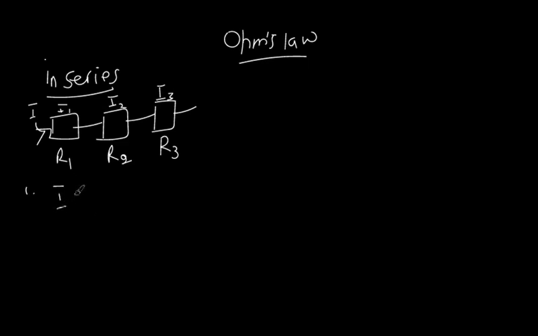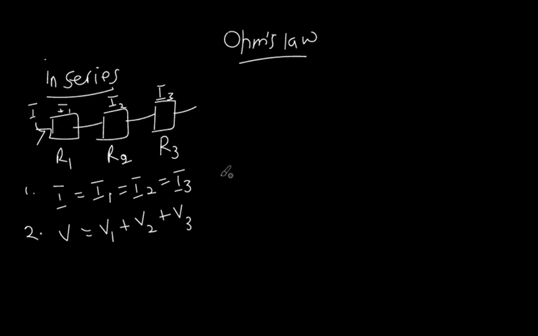So I is equal to I1, equal to I2, equal to I3. The same current passes through the resistors in series. The voltage, however, is split over the resistors. To get the overall voltage, we add the voltage on the first resistor plus the voltage on the second resistor plus the voltage on the third resistor. Assuming we have four or five resistors, we add the separate voltages to get the overall voltage in the circuit.